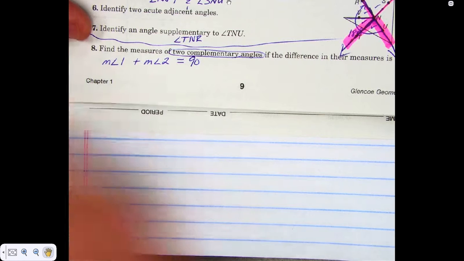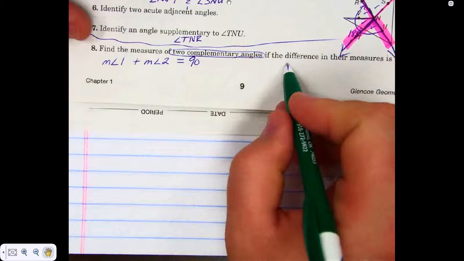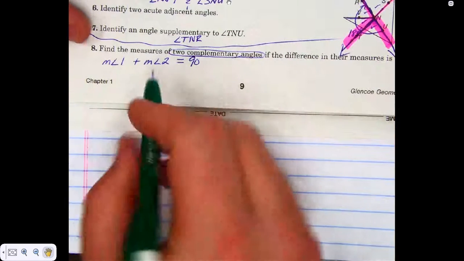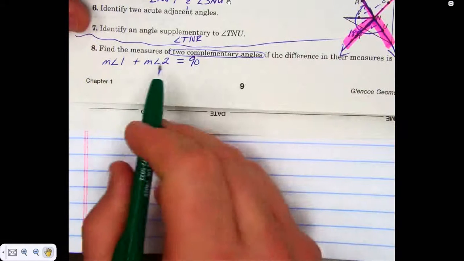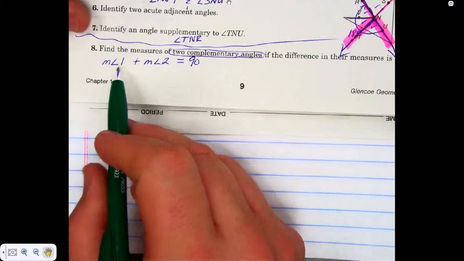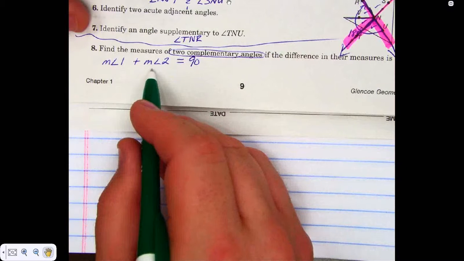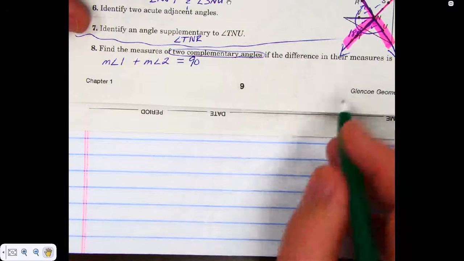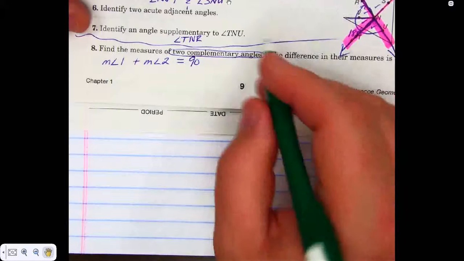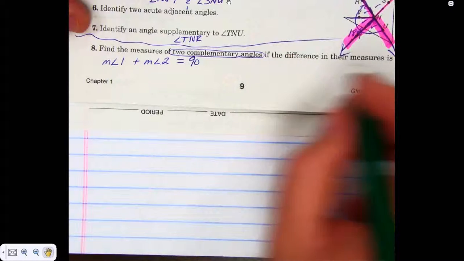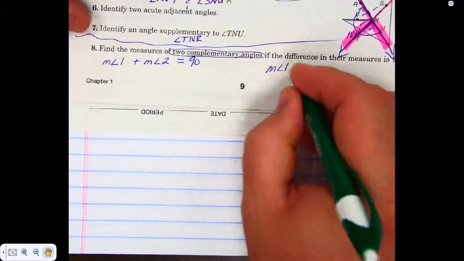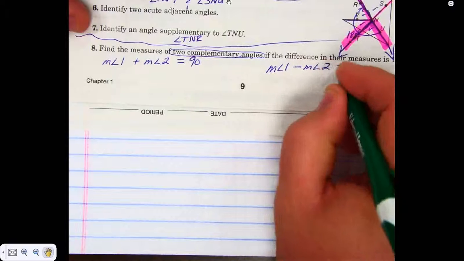What am I going to do? Well, what else do they tell me? With this information, that's not enough. It could be 40 and 50. It could be 45 and 45. You don't know. It could be 1 degree and 89 degrees, couldn't it? The kicker of the whole deal is they also tell you their difference is 18. So the measure of angle 1 minus the measure of angle 2 is equal to what? 18. That's true.